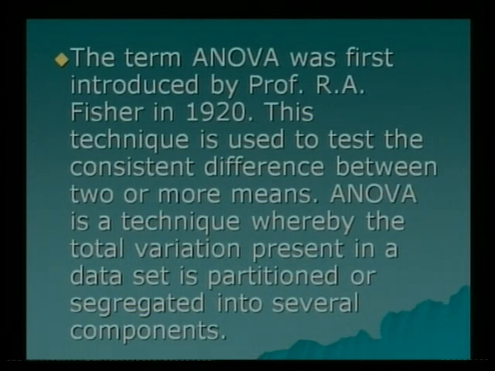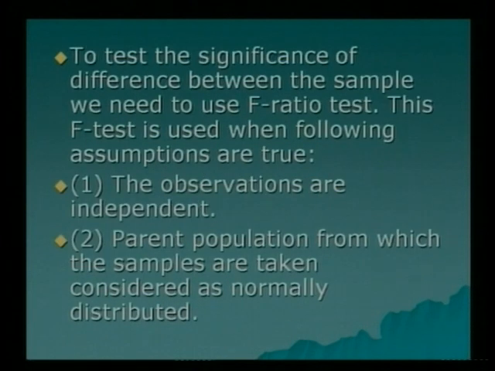The term ANOVA was first introduced by Professor R. A. Fisher in 1920. This technique is used to test the consistent difference between two or more means. ANOVA is a technique whereby the total variation present in a data set is partitioned or segregated into several components. To test the significance of difference between the samples, we need to use the F-ratio test.